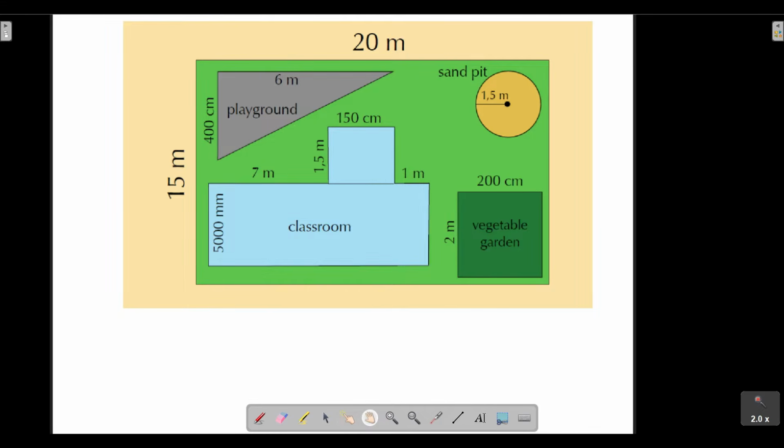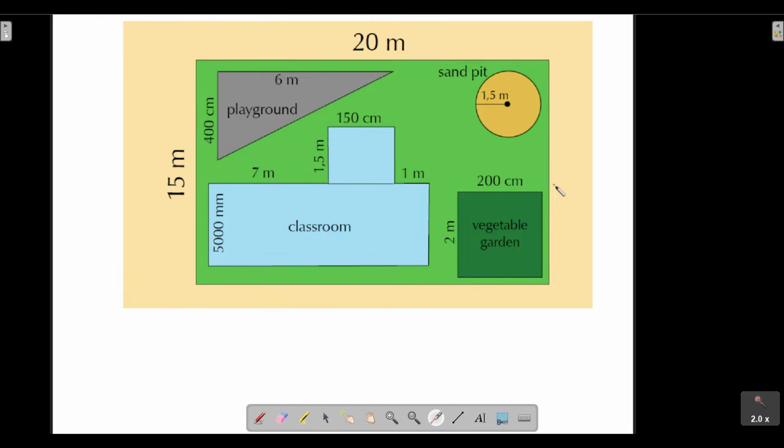On today's video tutorial, we're going to be looking at this fun activity and doing it together. We are going to be calculating the perimeters of the following shapes. We are given a playground that is triangular, a sandpit, a classroom, and a vegetable garden. In all these situations, we are going to be calculating the perimeter.